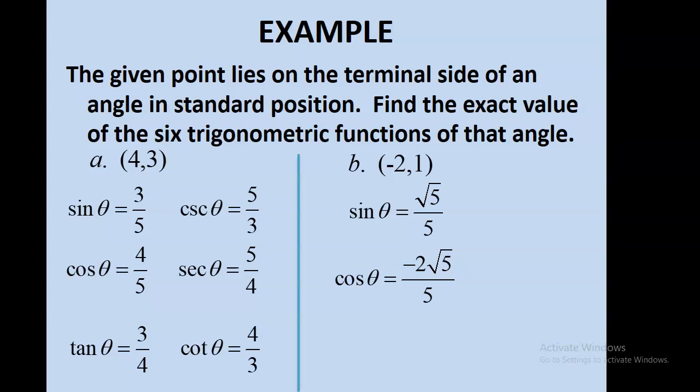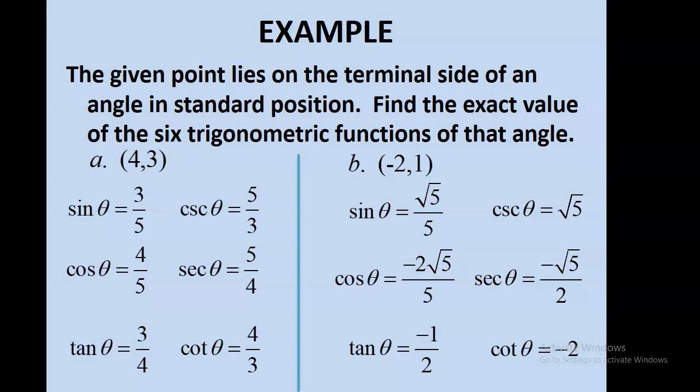Tangent would be our y coordinate over x, so that would be -1/2. It's actually positive 1 over -2, but you clean it up and move the negative up to the top. Cosecant is going to be what you get when you flip over the sine value. So that would be 5 over square root of 5. You'd multiply out and simplify, so you get just square root of 5 there. Cosine reciprocated to secant would be negative square root of 5/2. And then we flip over tangent to get cotangent, and that means that our cotangent is going to be -2.